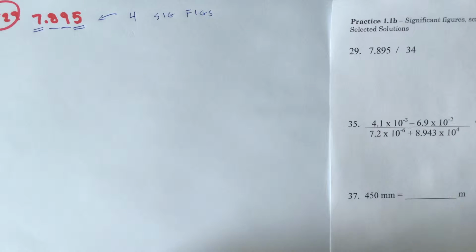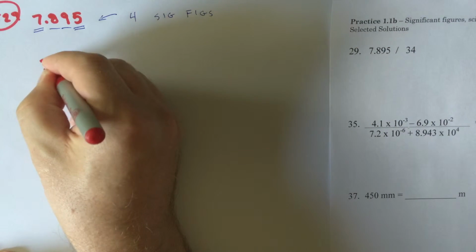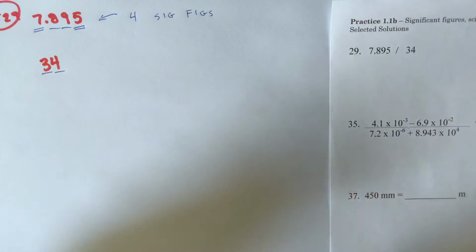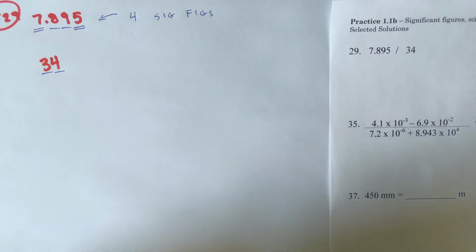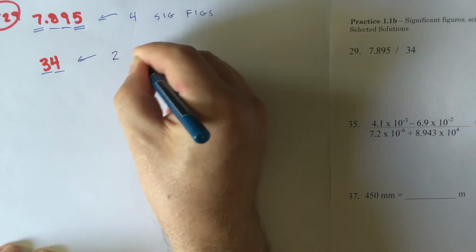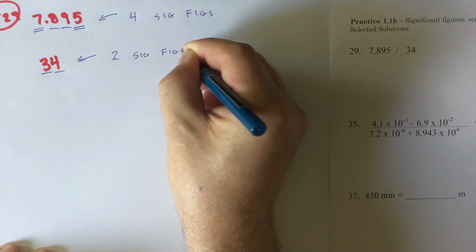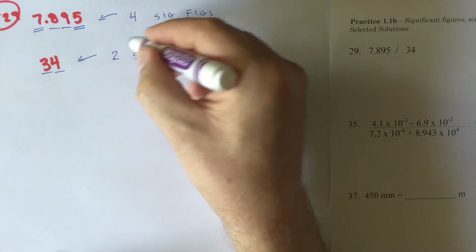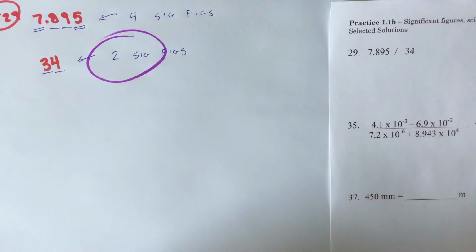Good to know. Next, 34. With 34, I think we can see the furthest left and furthest right non-zeros. 34 has 2 sig figs. And so our answer needs to be represented with the least number of sig figs going in. So if we have 4 going in and 2 going in, the least number would be this 2. And so we're going to represent our answer with 2 significant figures.